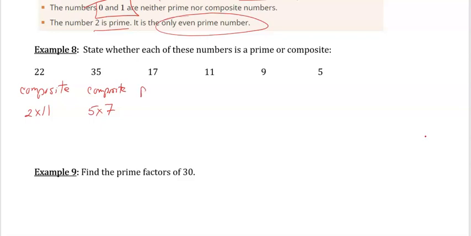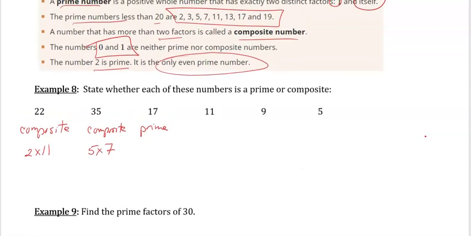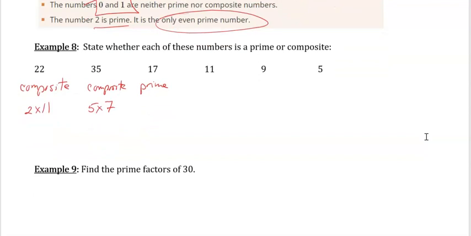17 is prime, and I'm going to go up and check that list. 17 is on the list of prime numbers under 20. So that means there is no whole number factor. I can't multiply 2 by anything to get 17 that's a whole number, or 3 by anything to get 17 that's a whole number, so it's prime. 11 is also prime because there are no factors.